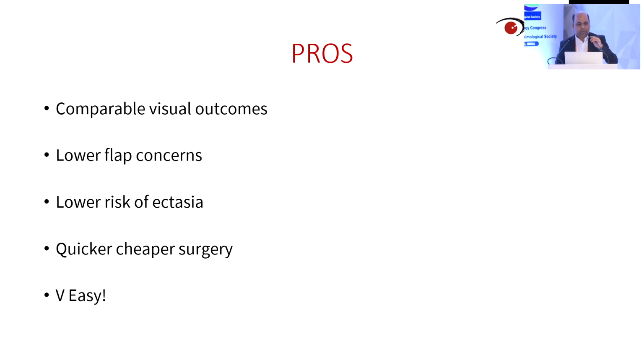So coming to the advantages of surface ablation: comparable visual outcomes, and no flap concerns. There is very little risk of ectasia, because you are ablating a very minimal amount, and with no flap issues, ectasia risks are not there. It is a quicker, cheaper surgery. You don't need a microkeratome, you don't need a femtolaser, you just need an excimer machine. And there is no learning curve also, it's very easy. And with trans-PRK, you don't need to touch the patient also, just put the speculum and the machine will do the job. So almost no learning curve.